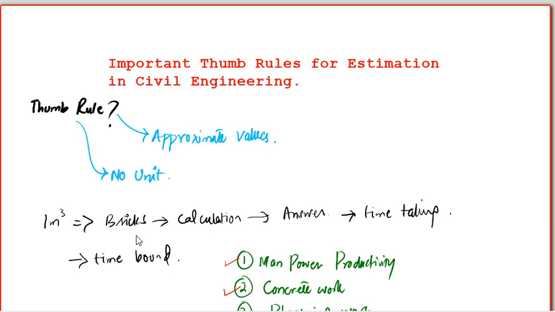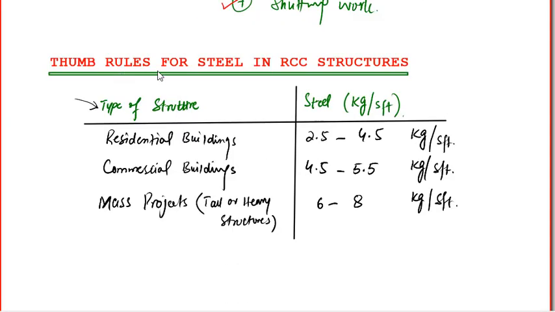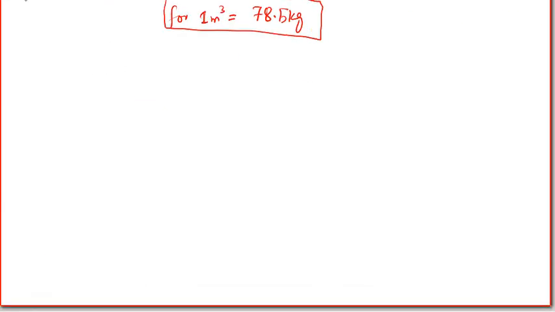As you all know, in the last video we discussed the important thumb rules for estimation in civil engineering, and the first topic we discussed was thumb rules for steel in RCC structures, right? So in today's video we are going to discuss the thumb rules for manpower productivity estimation.